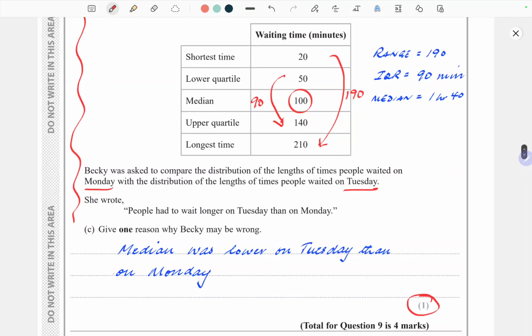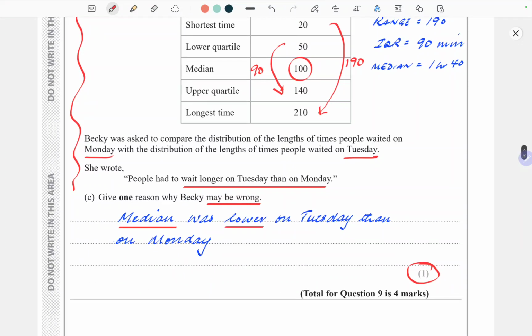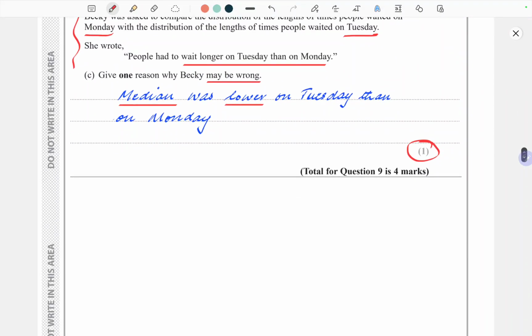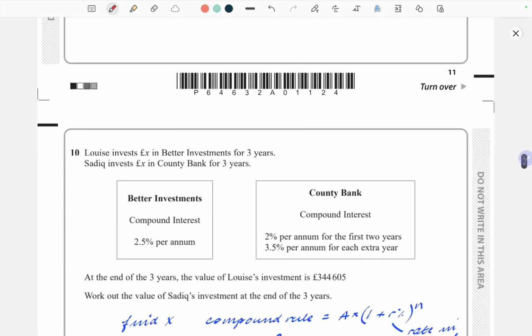It says people had to wait longer on Tuesday than on Monday. One reason why she may be wrong: very simply, the median was lower. That means 50% of the people actually waited a shorter amount of time than on Monday. It doesn't tell you about the rest of the distribution, but this is all you need to say. You don't need to say anything more than that.